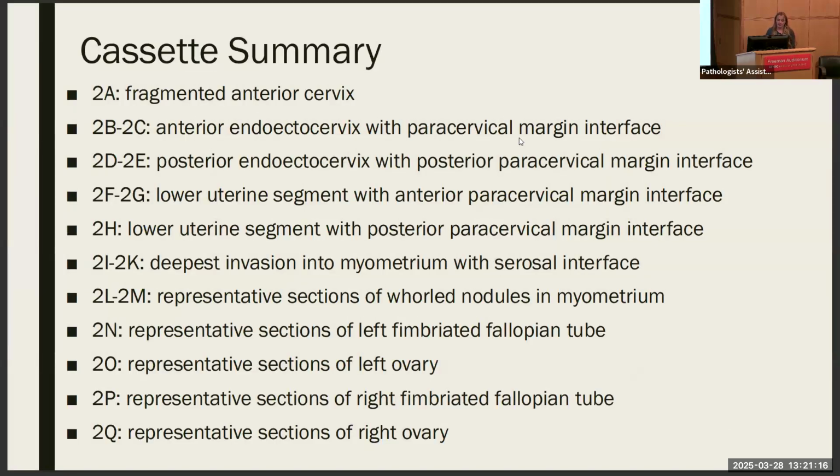Here's my cassette summary. I went ahead and submitted my anterior cervix with that paracervical margin interface, the posterior cervix, the lower uterine segment with the paracervical margin interface, and my deepest invasion with serosal interface. And then we also submitted the fallopian tubes and ovaries with some of the subserosal nodules.